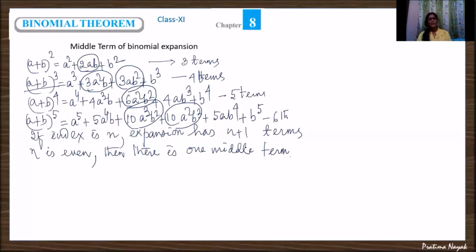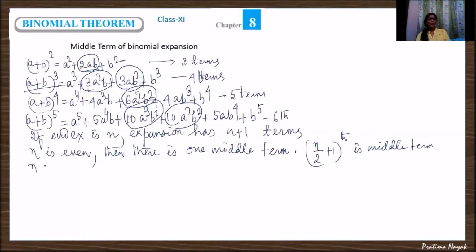And how to find that term? For the first case, you see, the second is the middle term. When n is 4, then the third is the middle term. So we can write a formula. It is the (n/2 + 1)th term that is the middle term, when n is even.